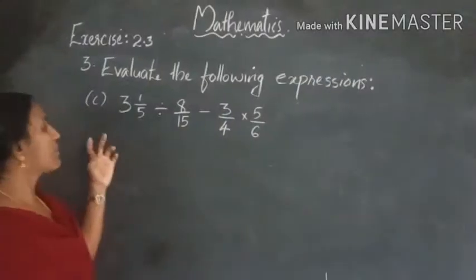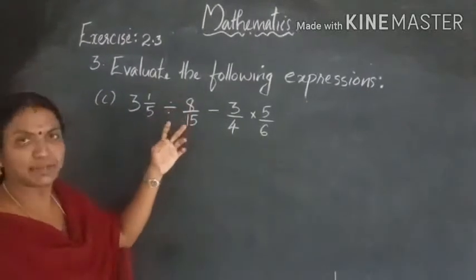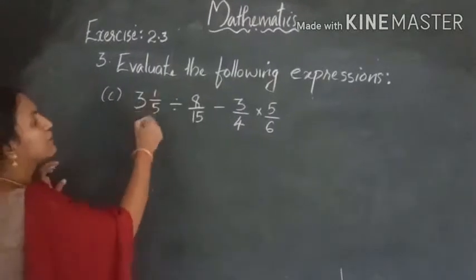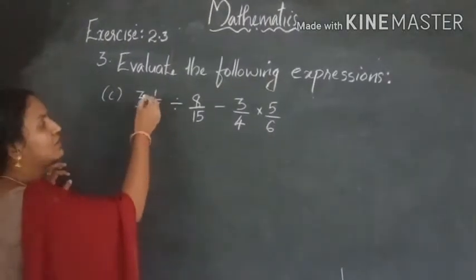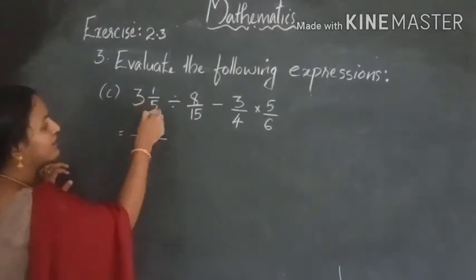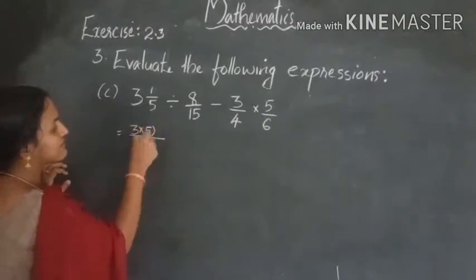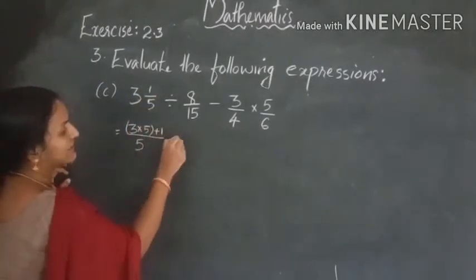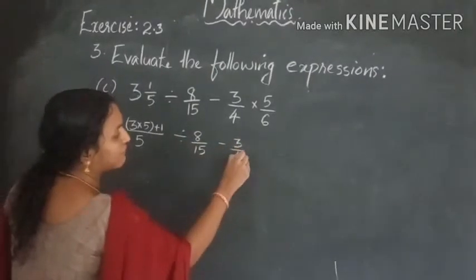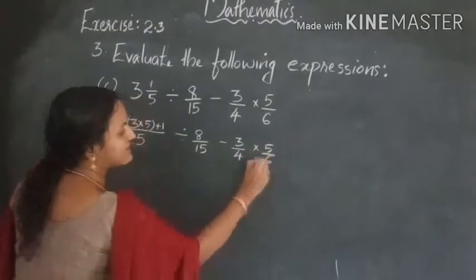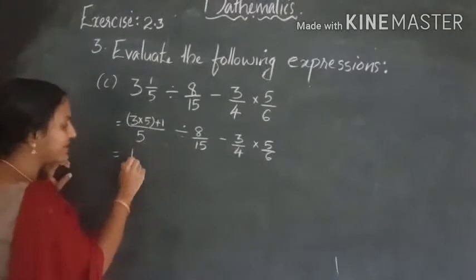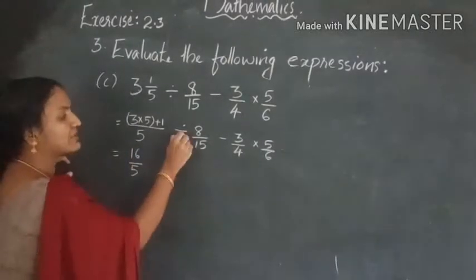Next option C, 3 1 by 5 divided by 8 by 15 minus 3 by 4 into 5 by 6. 3 1 by 5 is a mixed fraction, so convert into an improper fraction. 3 into 5 plus 1, 3 5s are 15, 15 plus 1 is 16. So 16 by 5. Here the operation is division.